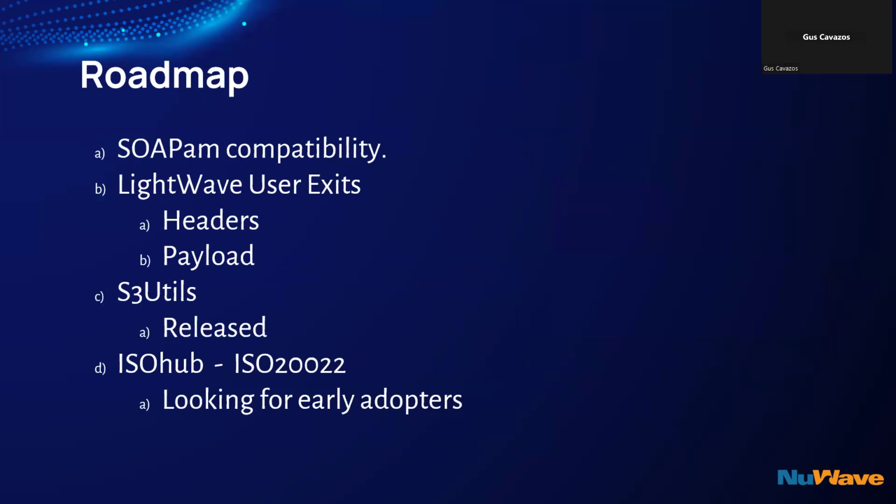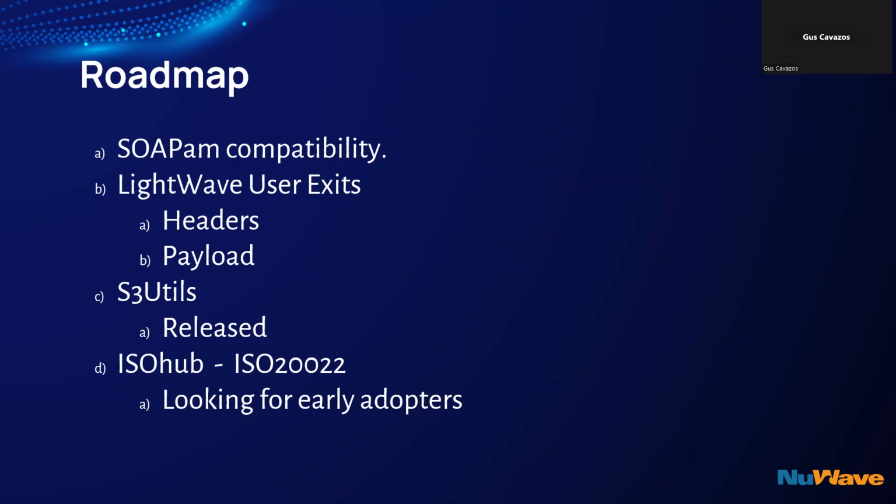So talking about the roadmap, we have the SOAP AM compatibility, so it's winding down, being used in production. LightWave user exits are being worked on. So we're going to provide 2 user exits. One is in the header processing to do all this token management. You can do JSON object scripting and encryption, and a couple of other things.